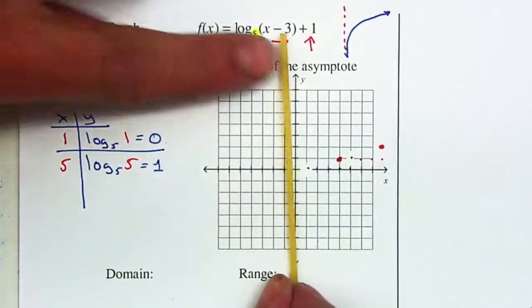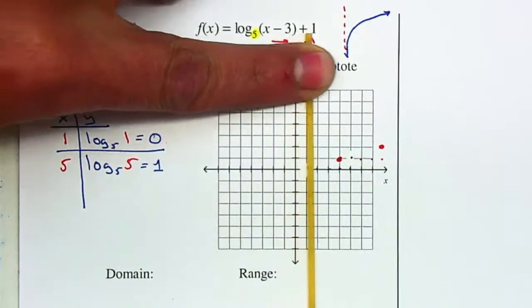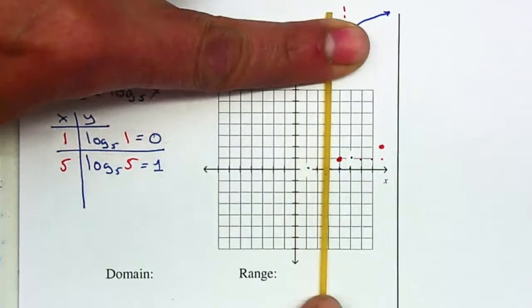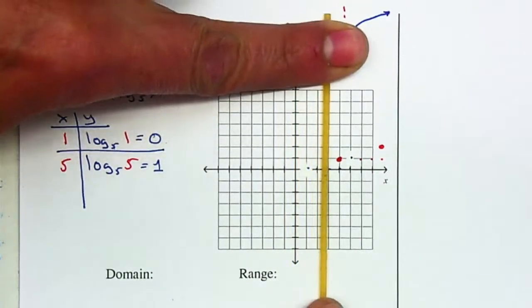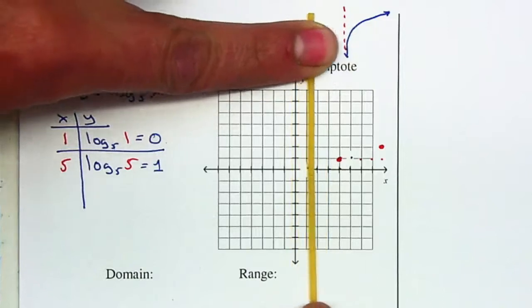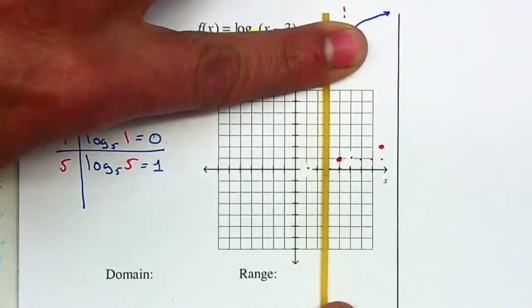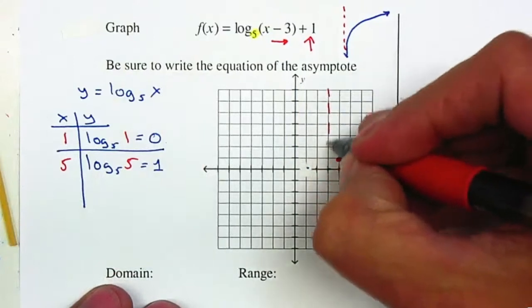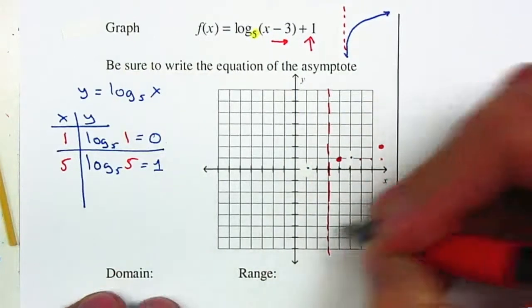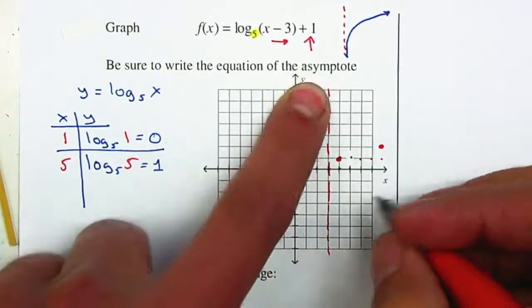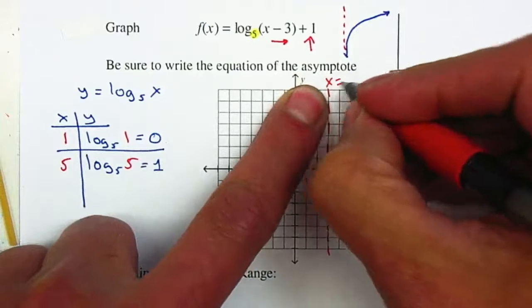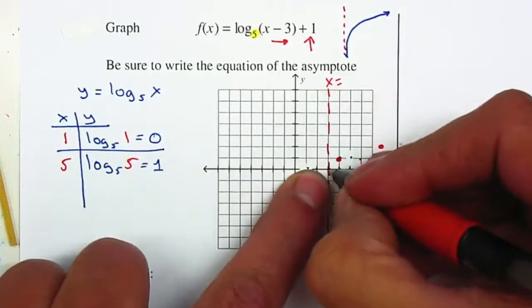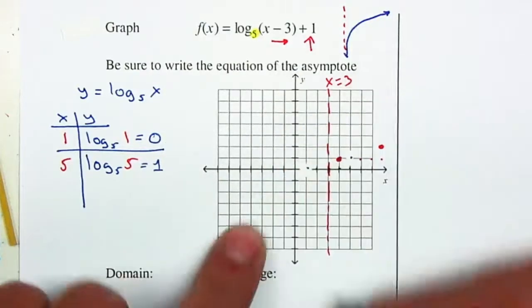And your asymptote will be shifted to the right 3: 1, 2, 3. Whether it's up or down, it doesn't affect it. The one that's going to affect it is when you move it to the right 3. So that's going to be my new asymptote, at 3. The equation of this asymptote is a vertical line, so it will be x is equal to 3, because it's crossing the x-axis.